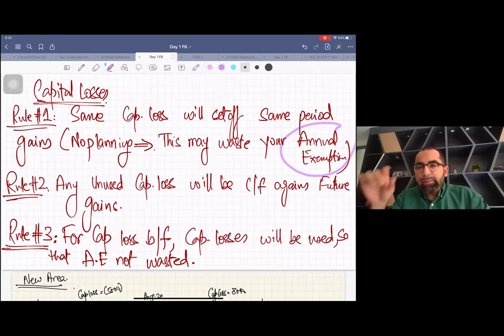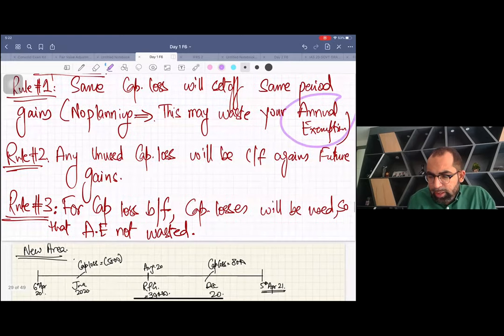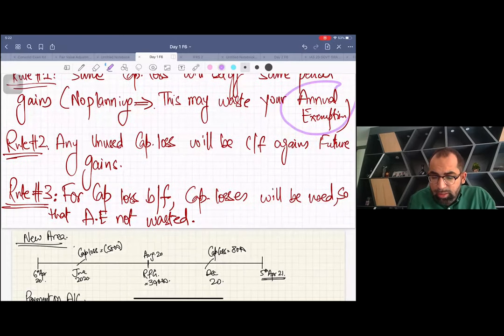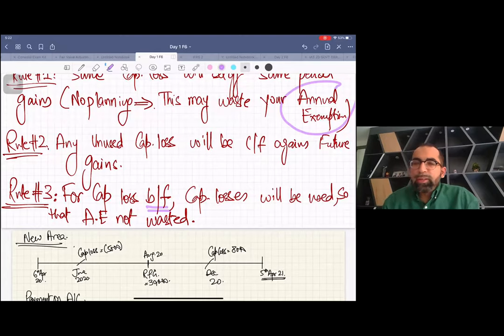But yes, if you have some unused capital loss in one fiscal year, you will carry it forward. Any unused capital loss will be carried forward against future gains. Now, rule number three: if I carry forward the loss from this period, then for the next period it is brought forward. For brought forward capital loss, there is planning, and brought forward capital losses should be used in such a way that the annual exemption is not wasted.